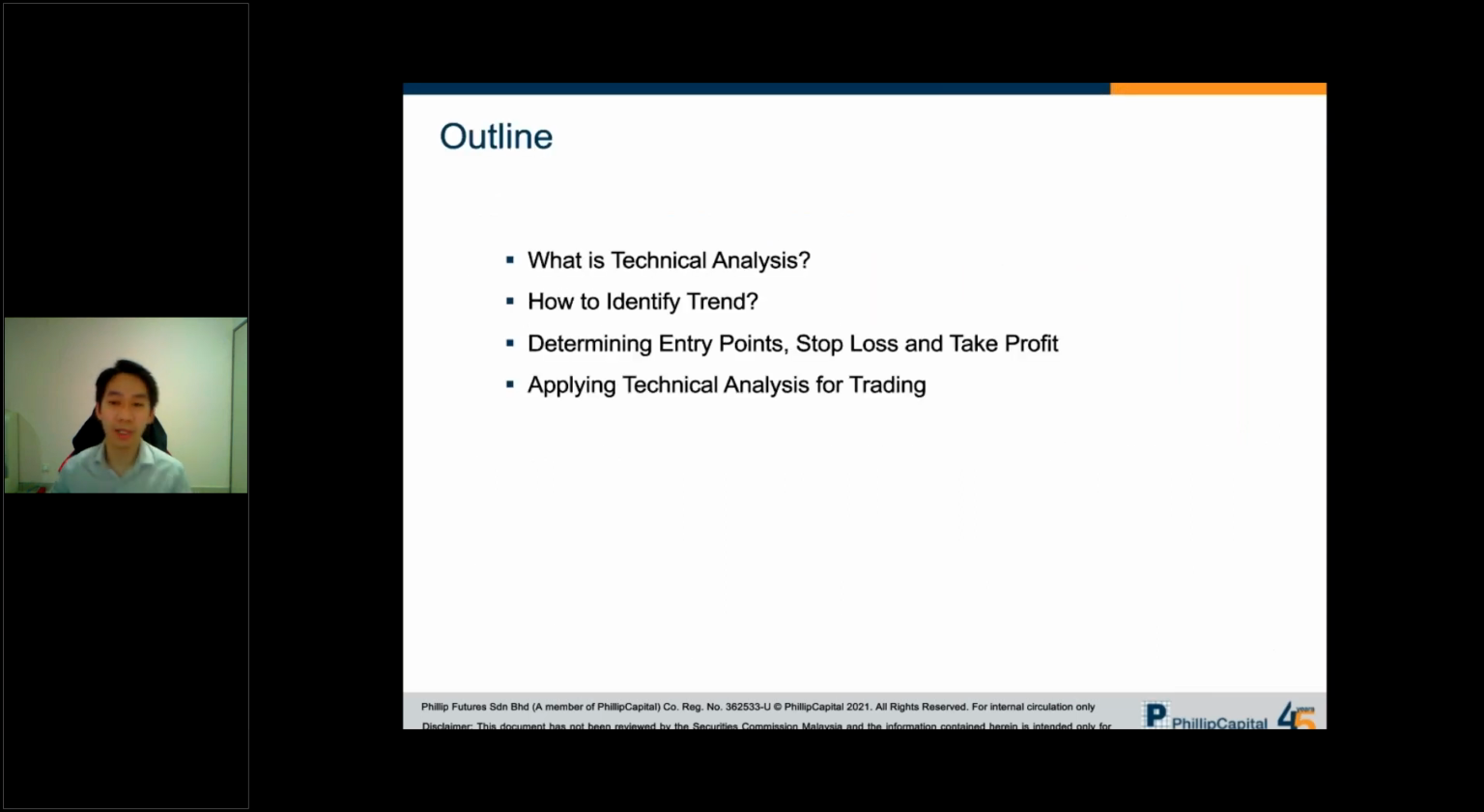Okay, so before we start, let me walk through today's outline. Today we'll cover a few things. Basically, we'll explain what technical analysis is. Then we will move on to how to identify a trend. After you identify a trend, the next thing as a trader is how to determine the entry point: at which level should be your entry point, which level should be your stop loss, and which level should be your take profit. Then we'll sum up the whole thing and apply it all in your trading.